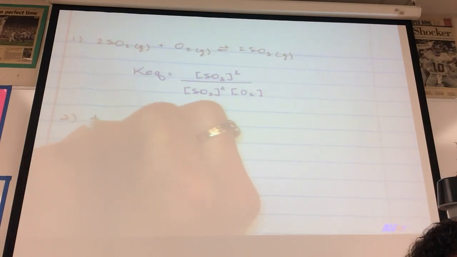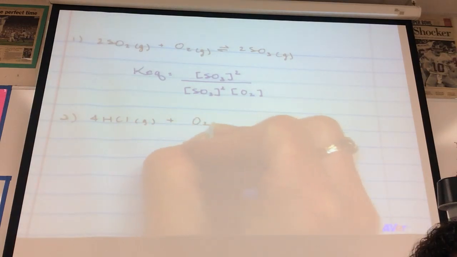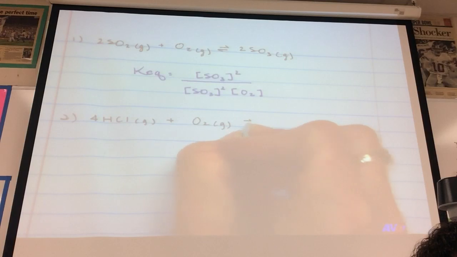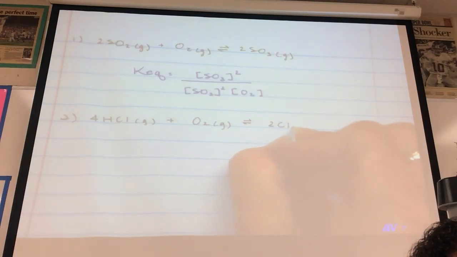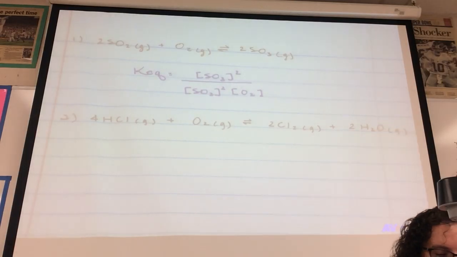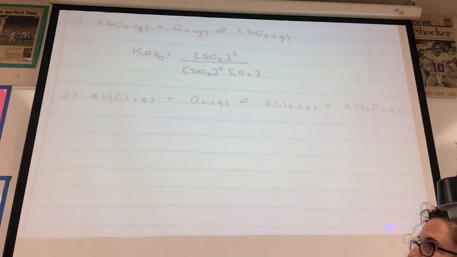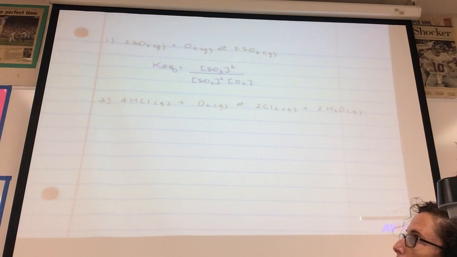In the next one, we have 4 moles of hydrogen chloride gas reacting with oxygen gas to generate 2 moles of chlorine gas and 2 moles of water in the gaseous state. So how would we write the KEQ expression for this one?